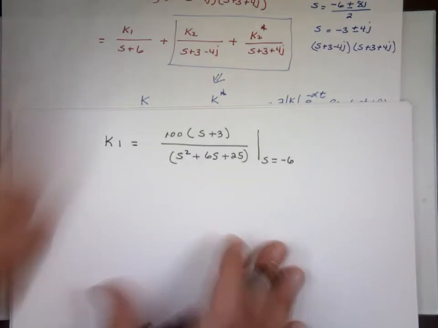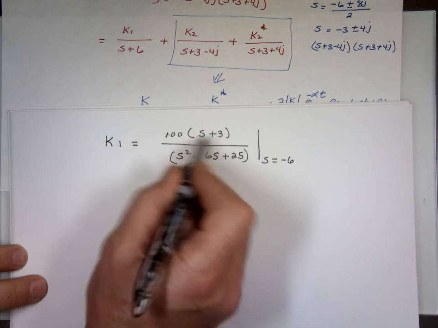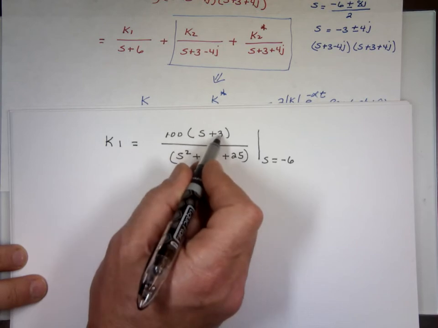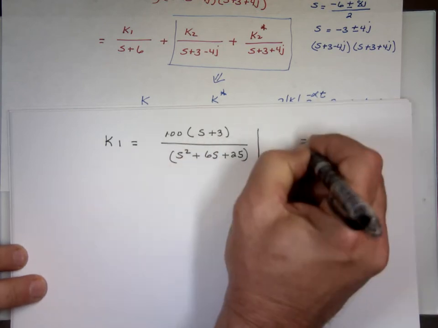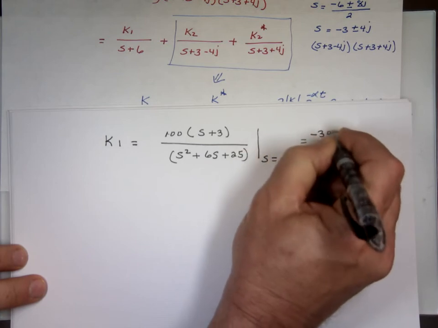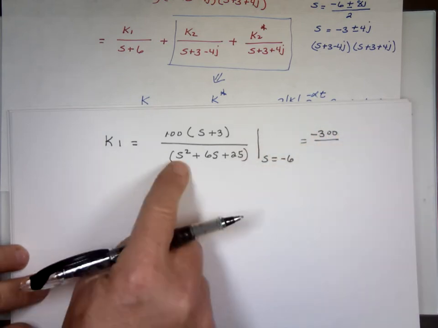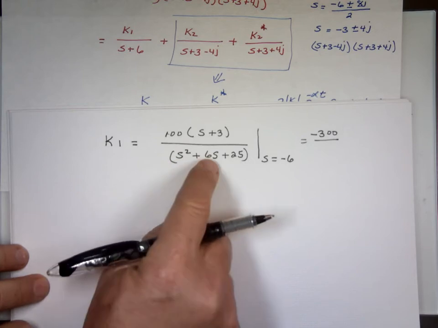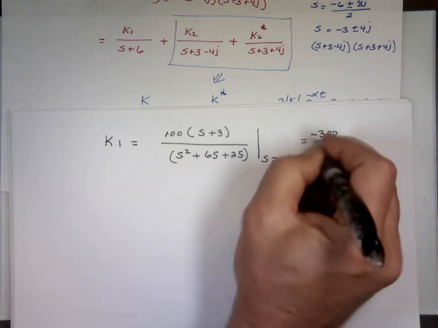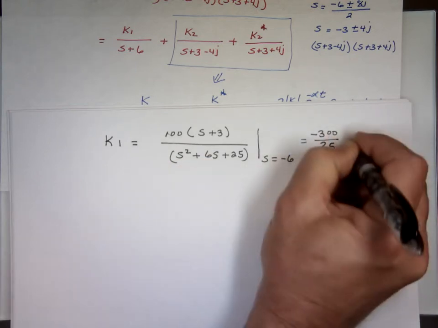So let's plug it in. Negative 6 plus 3 is what? Negative 3 times 100? Negative 300 over 36 minus 36, 0, plus 25. That's negative 12.